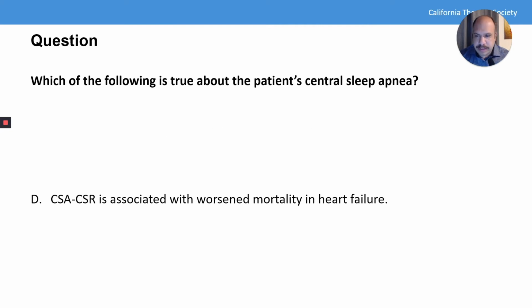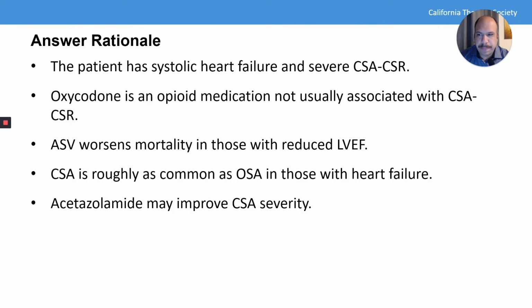So the answer is D. Cheyne-Stokes breathing is associated with worsened mortality in heart failure, and we showed that with a couple of studies earlier on. The patient has systolic heart failure and severe Cheyne-Stokes breathing. Oxycodone is an opioid medication, but not usually associated with Cheyne-Stokes breathing, although often associated with central sleep apnea and Biot's breathing, which we'll see in a minute.